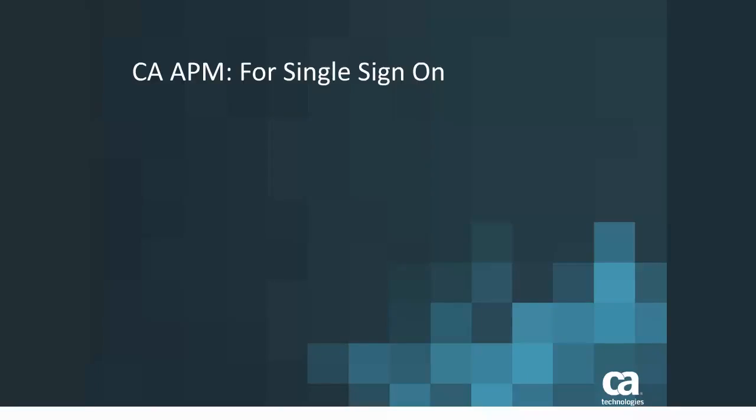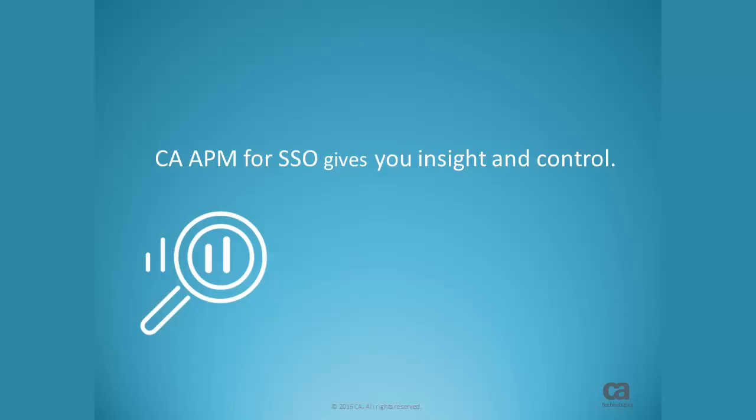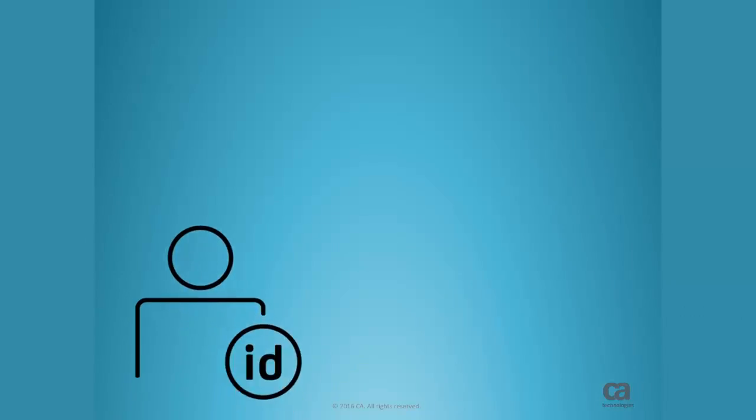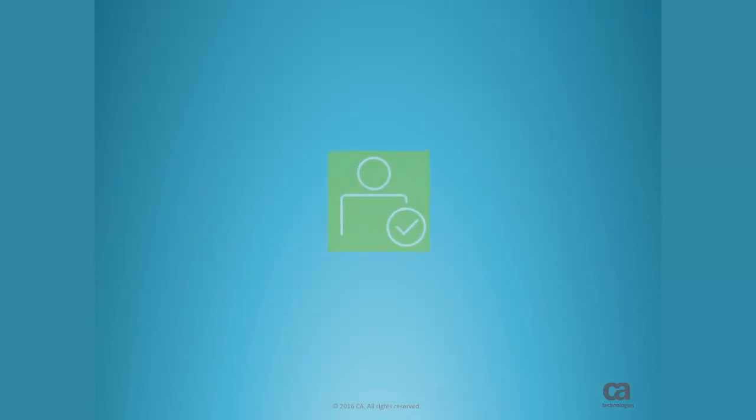Welcome to CA APM for SSO. CA APM for SSO allows you to view performance metric data from CA SSO along with other CA APM metrics. It allows you to monitor critical components and isolate application bottlenecks. You are able to validate each user's identity and also control user access, improving overall customer experience.